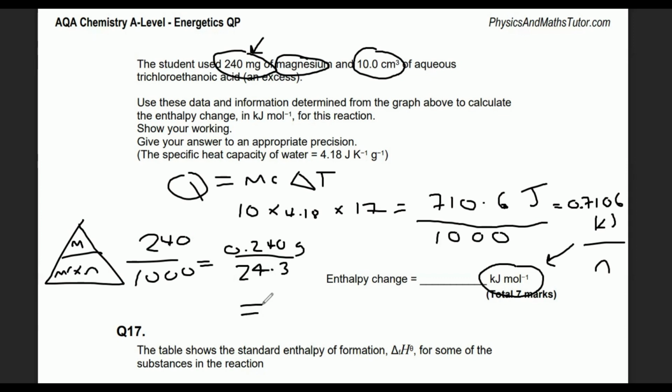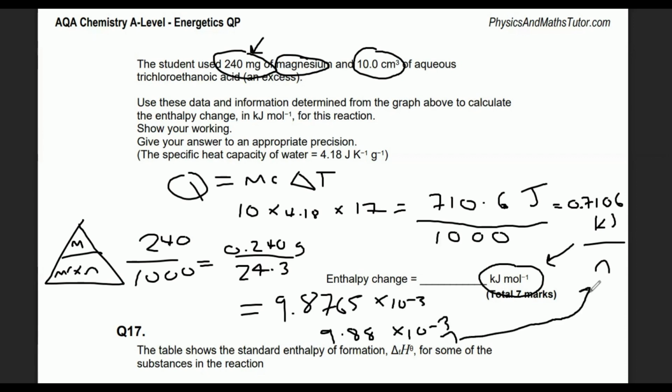So let's do 0.240 divided by 24.3. Smash that in the calc. Press the old SD button, and I'm going to get 9.8765. I'm going to round that to 9.88. So I've got 9.8765 times 10 to the minus 3. Going to round that to 9.88, make it look a bit neater, times 10 to the minus 3. And then that is my moles.